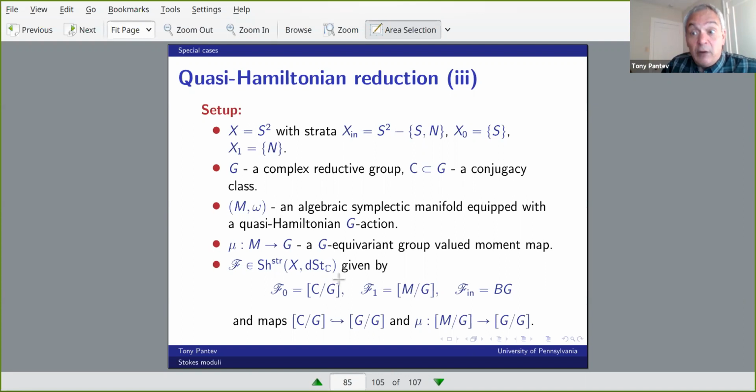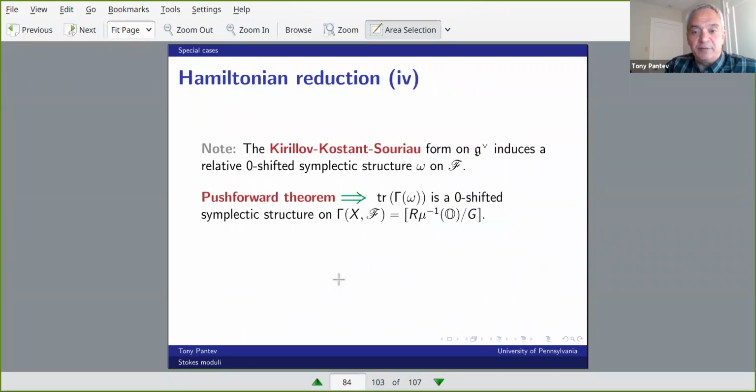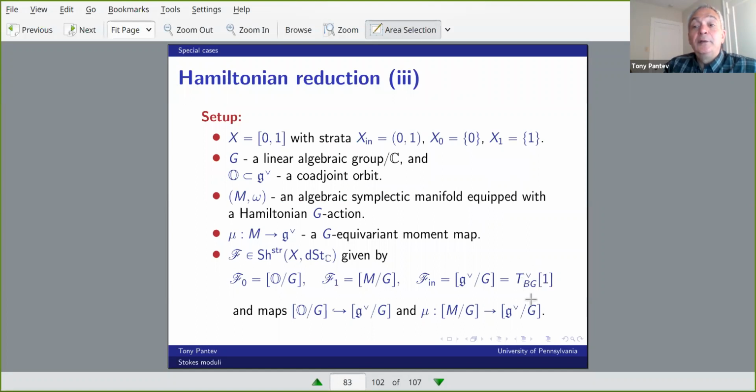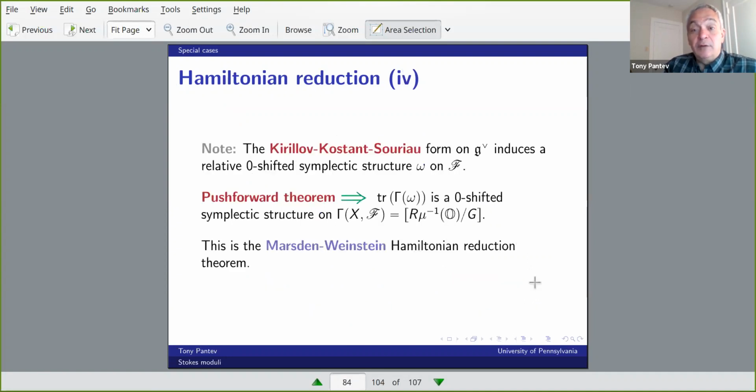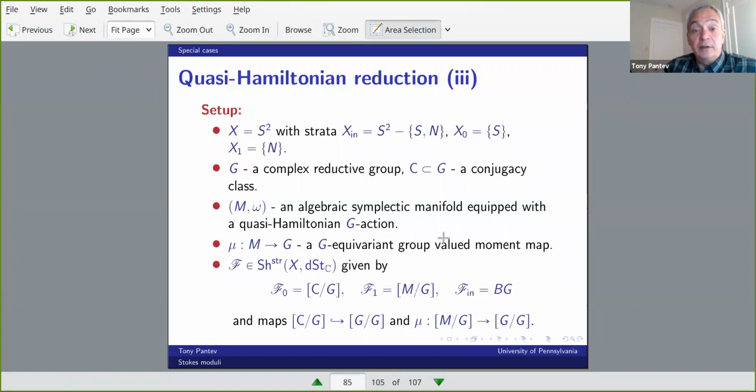And fix a complex, now reductive group. Now the group has to be reductive. In the previous case, there was no requirement about reductivity because the basic symplectic form was the symplectic form on the shifted cotangent bundle of BG, which always exists. For the quasi-Hamiltonian reduction, you need the group to be reductive. And you fix a conjugacy class and an algebraic symplectic manifold with a group-valued moment map.